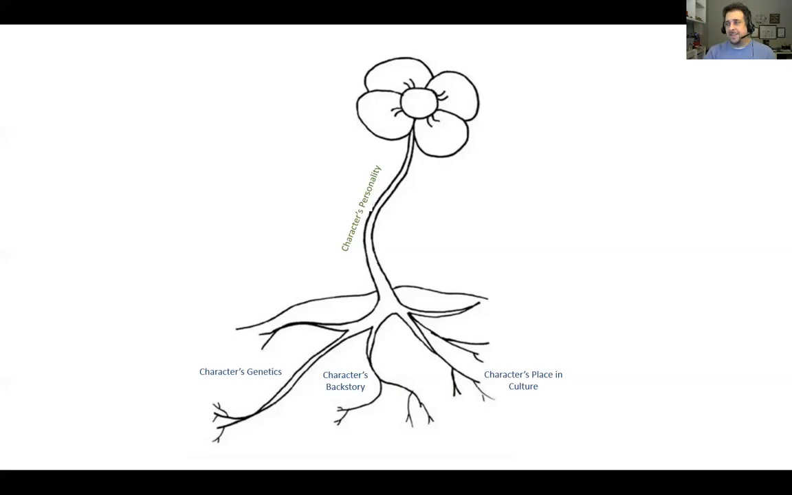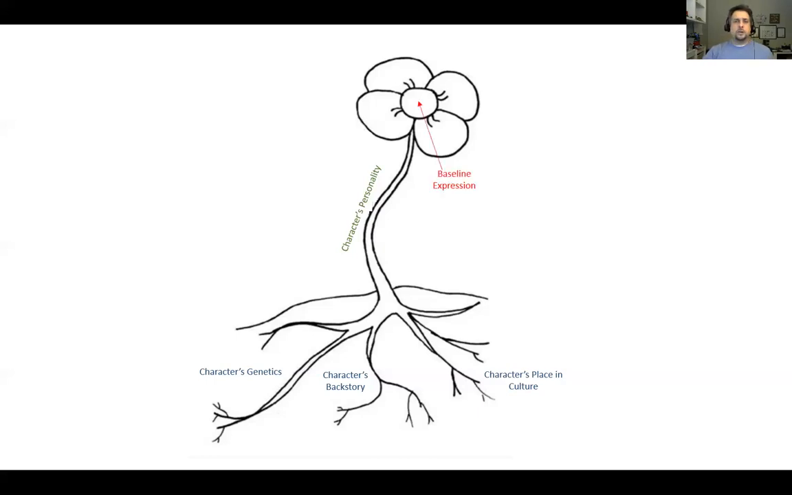Here's the key. That's still not your character's voice. Still not your character's voice, right? So we've got backstory, foundation, genetics, all that stuff. Those are the roots, not your character's voice. The stem is the personality that supports your character's voice and that your character's voice blossoms out of, but the personality is not your character's voice, right? Super important to remember. Let's go to the next part.